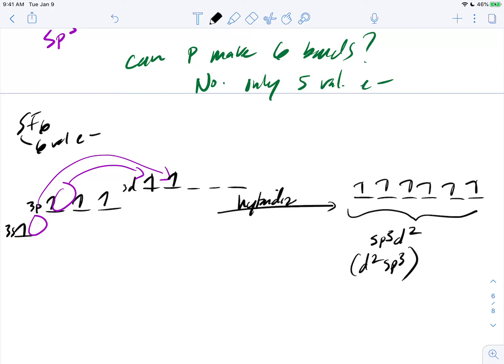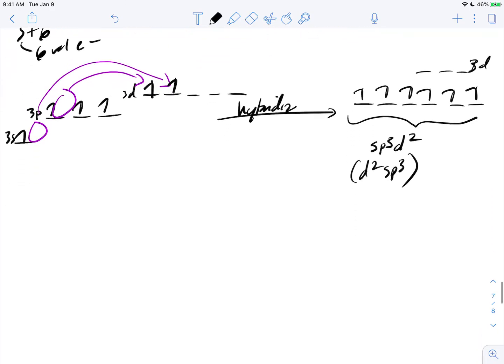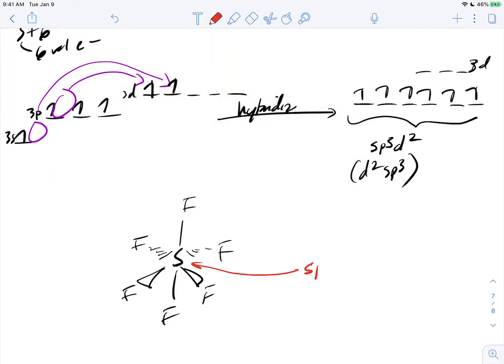So we have each electron in one of its 6 hybridized atomic orbitals, sp3d2, and then we would still have 3 unhybridized 3d orbitals, but no electrons in them. If we were to just draw out the Lewis structure with the fluorines, we would say that the hybridization on sulfur is sp3d2 hybridized.